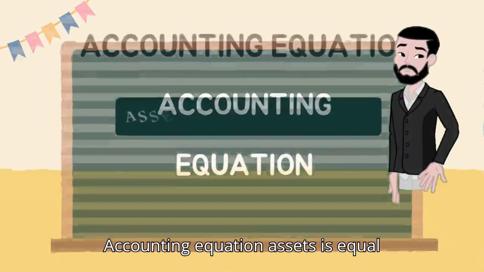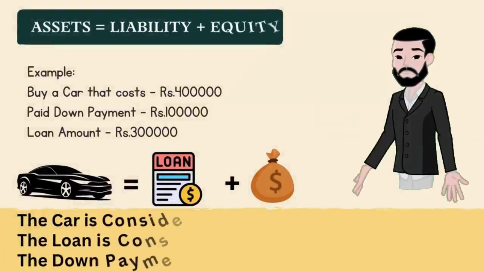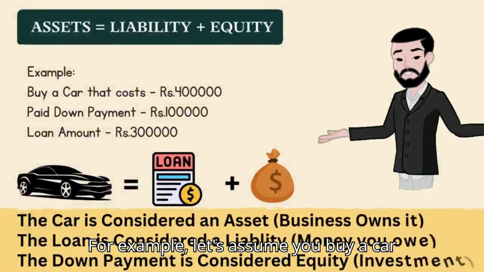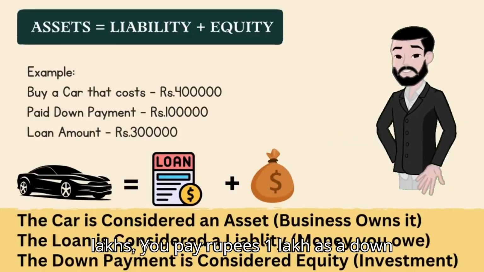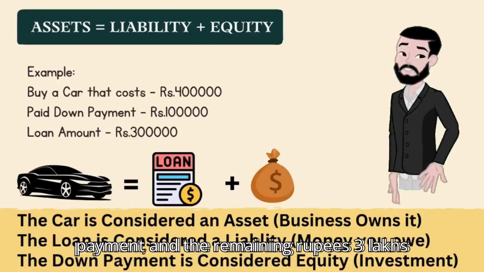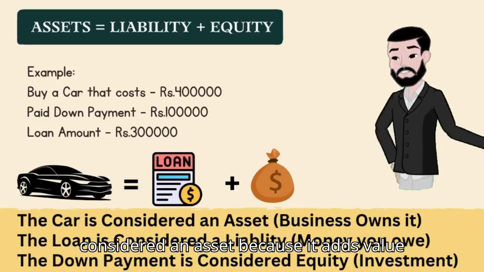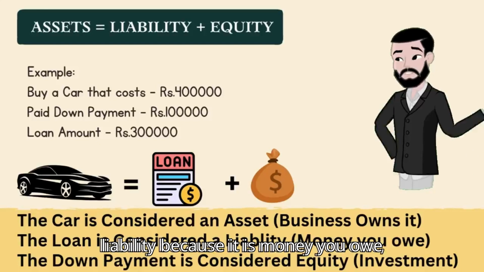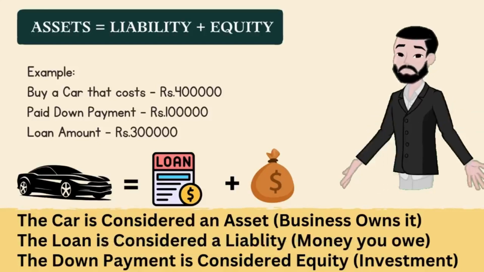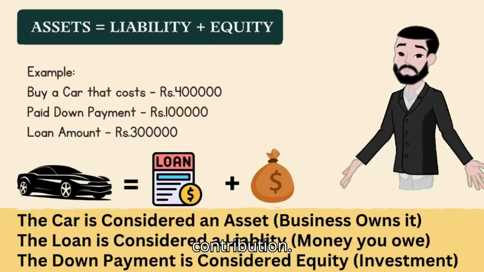Accounting equation. Assets is equal to liabilities plus equity. For example, let's assume you buy a car for your business that costs rupees 4 lakhs. You pay rupees 1 lakh as a down payment, and the remaining rupees 3 lakhs taken as a loan. Here the car is considered an asset because it adds value to your business. The loan is a liability because it is money you owe. And the rupees 1 lakh you paid from your pocket is equity because it is your own contribution.